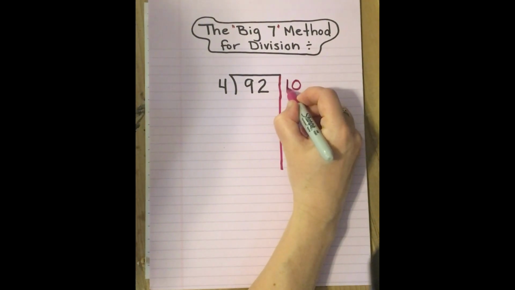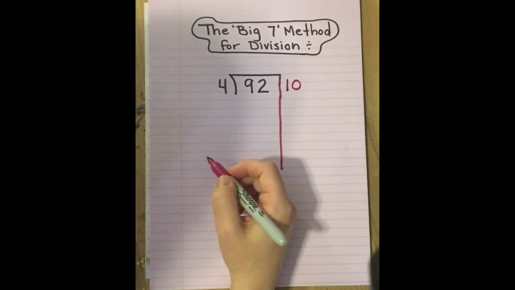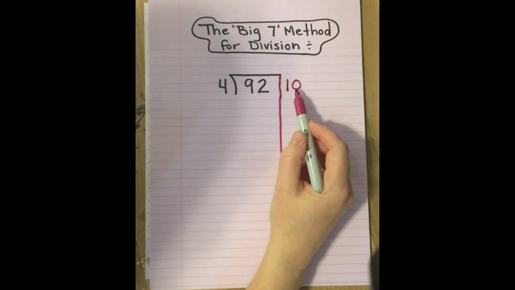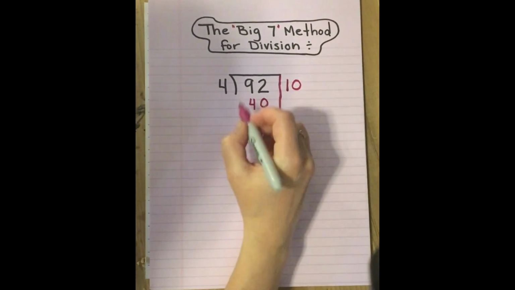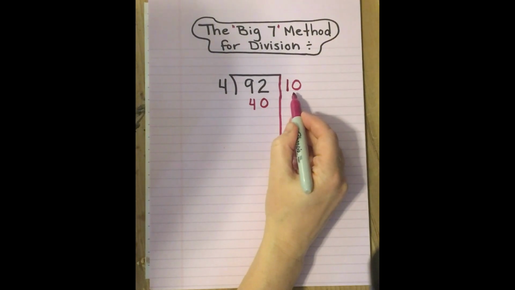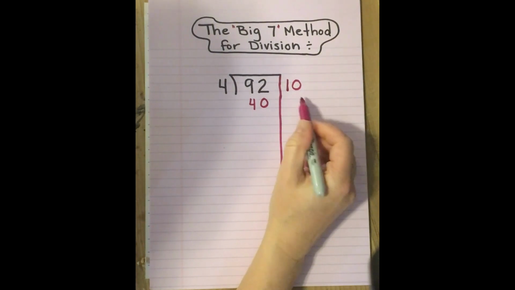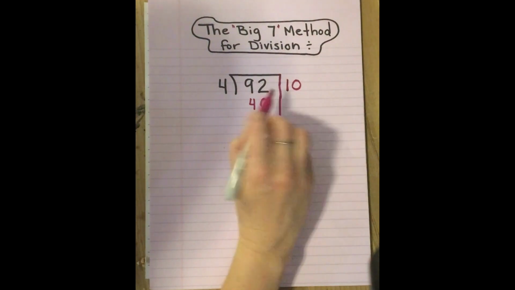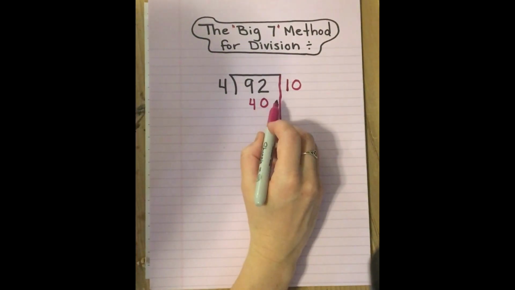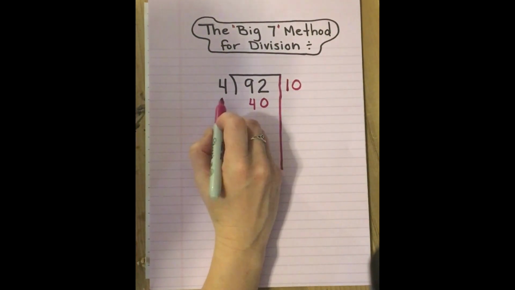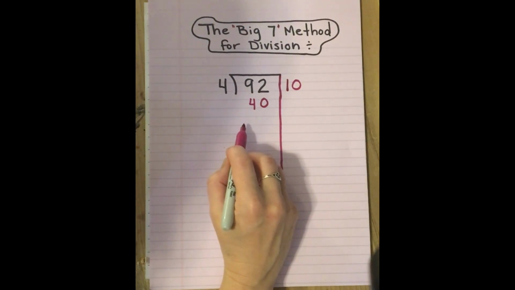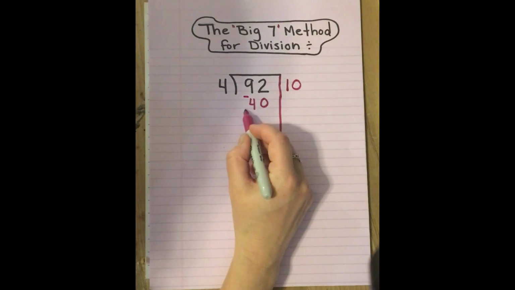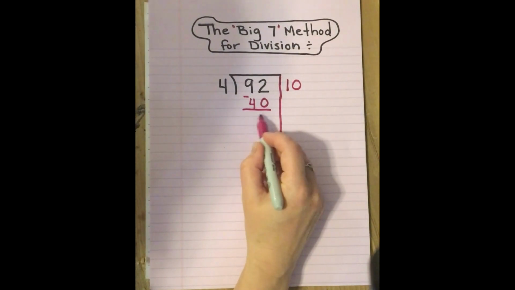Now, I wrote the number 10 over here on the right side because this area is just where I'm going to be keeping track of how many 4s I'm taking out of 92. And then this area over here under the bracket is where I'm actually going to subtract them. So I have 92 minus 40. That leaves me with 52.